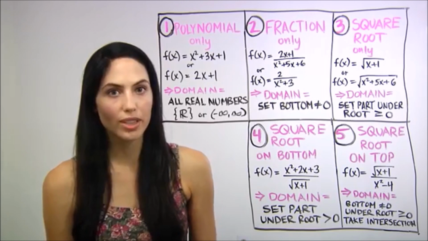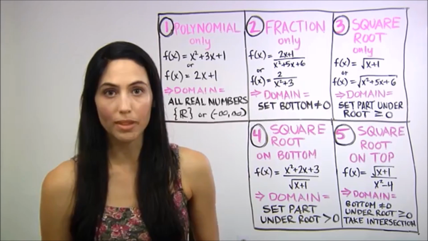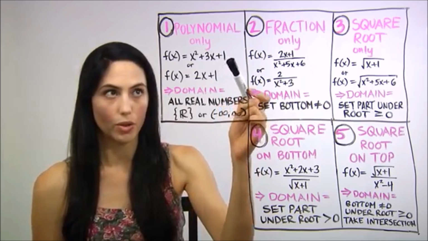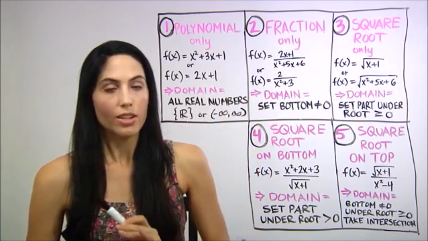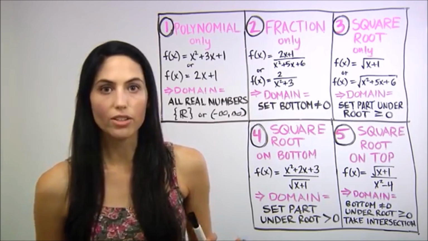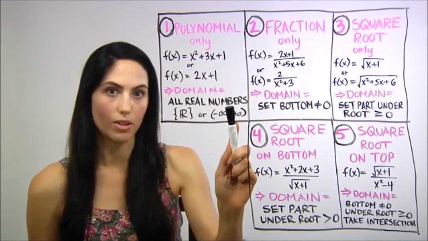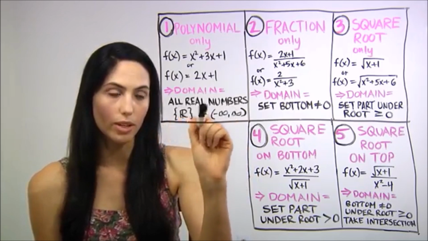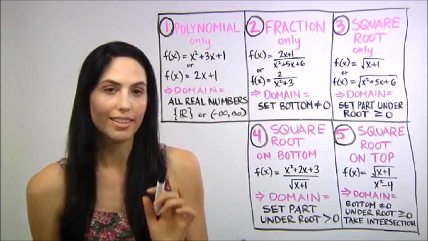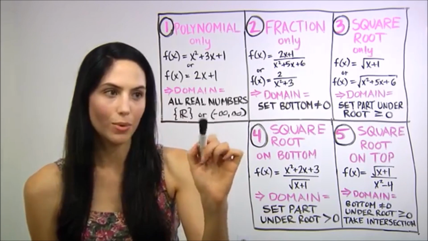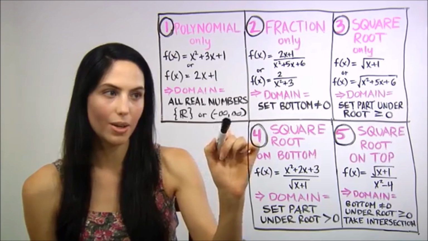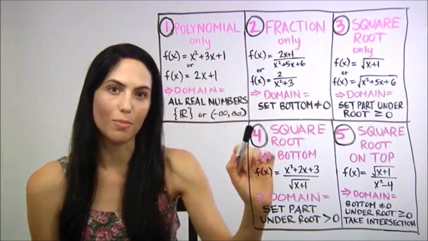The first case is really easy. If you have a polynomial, just an x expression, like x squared plus 3x plus 1, no square roots, no fractions, your domain answer is just all real numbers. You can write that phrase, all real numbers, or you can write interval notation: parentheses, negative infinity, comma, infinity, and parentheses.